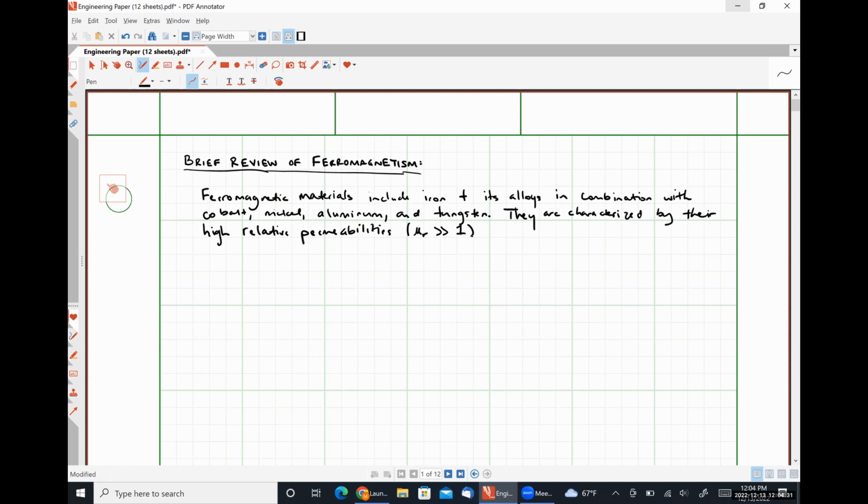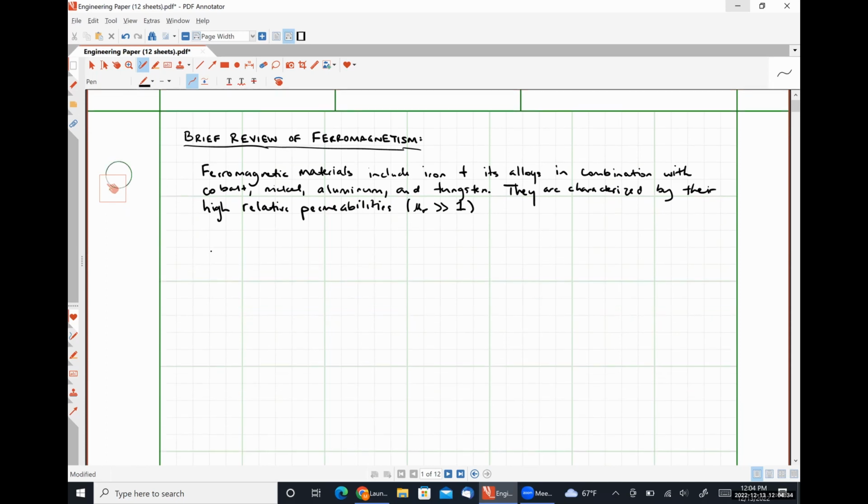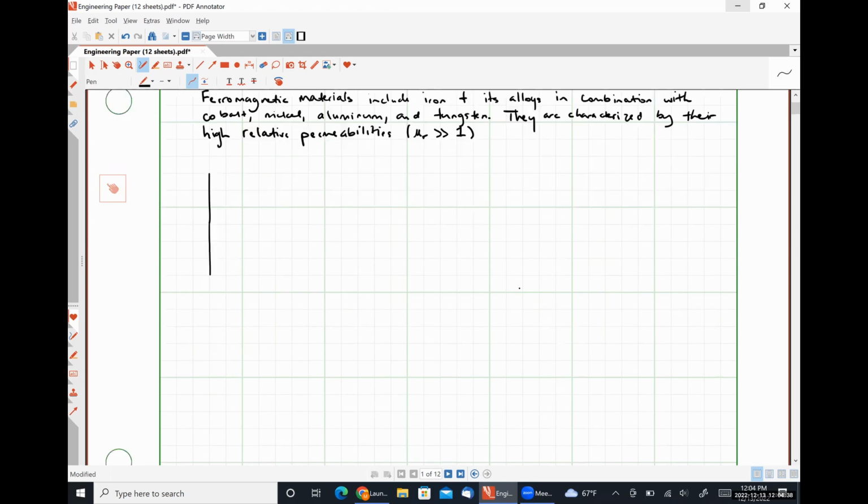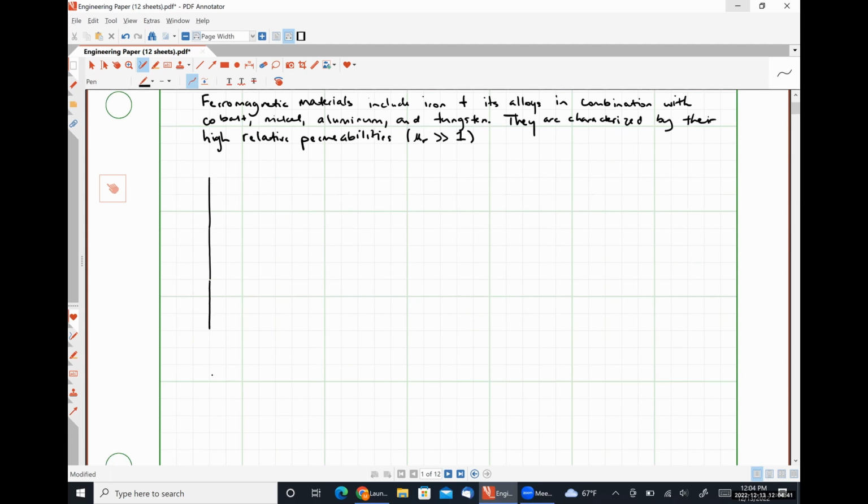Okay. So I'm going to draw a picture here. And I'm going to make 3 copies of it so that we can talk about different things. So this box here is supposed to be representative of a ferromagnetic core material. And it's going to be representative of that material prior to magnetization.